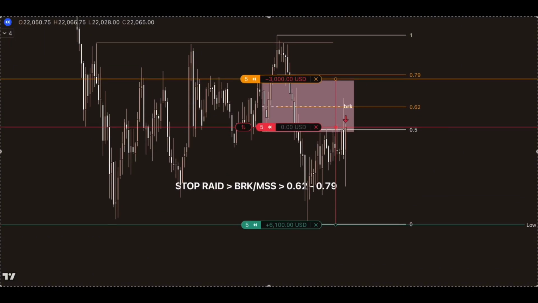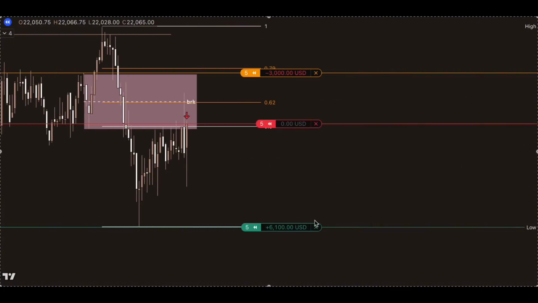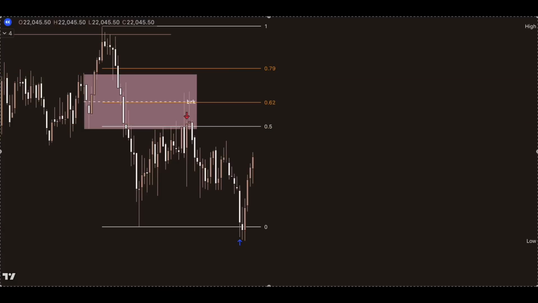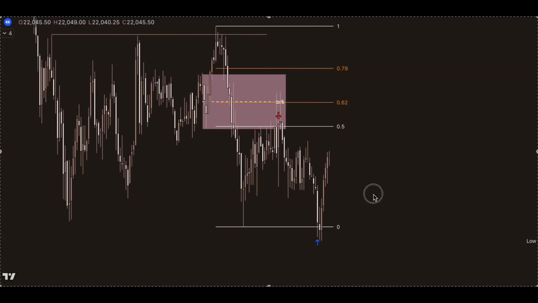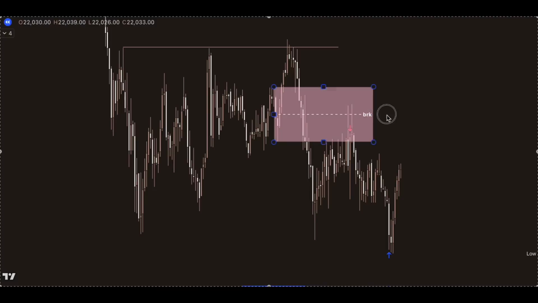And as you can see, let's delete this, it's a bit messy. As you can see, watch what happens. Done. Notice, all I had done was use a candle range using the OTE. Then I had waited for a stop raid, then a breaker block to form, which signifies a market structure shift.